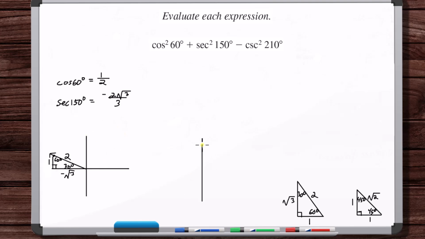All right. Now, what about cosecant of 210? So 210 is 180, and then you add 30 to get to 210. So it's quadrant 3, reference angle 30.